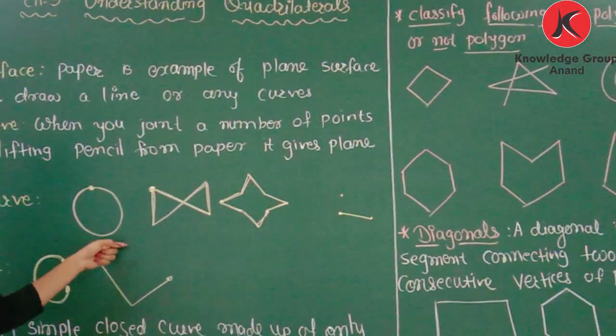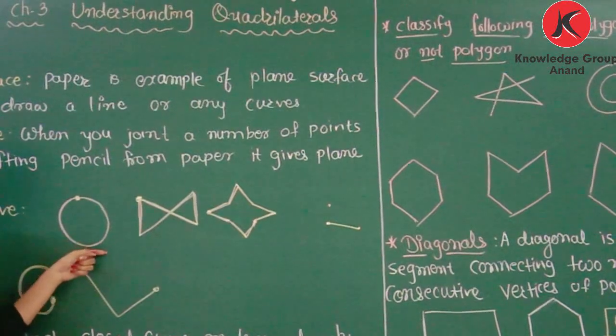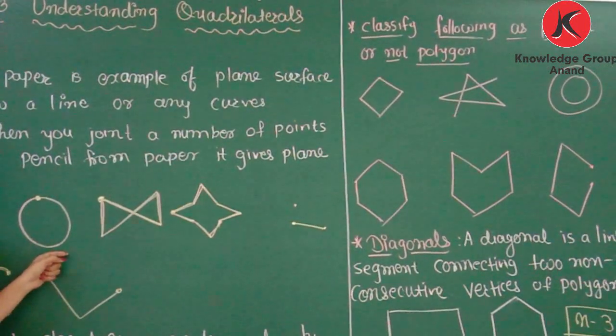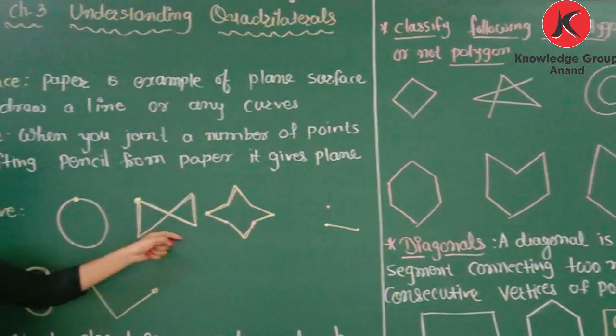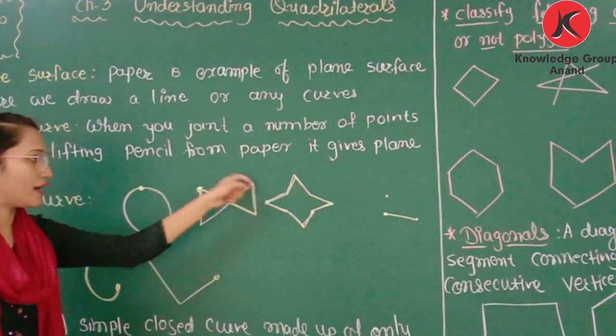For example, here a circle, is it made up of line segments? No, so it is not a polygon. This can be a polygon because all are line segments.